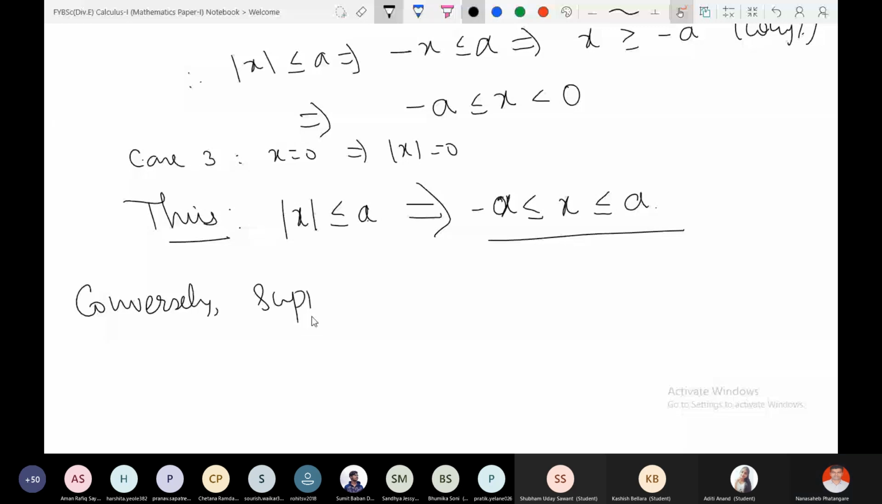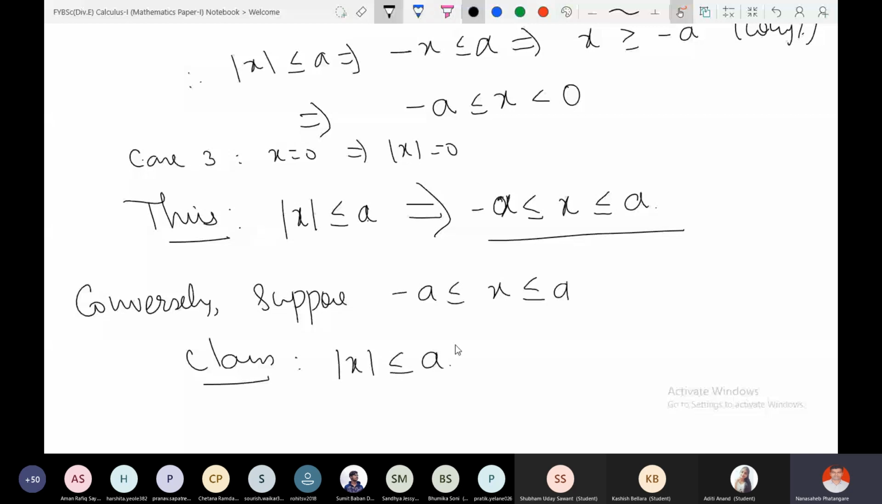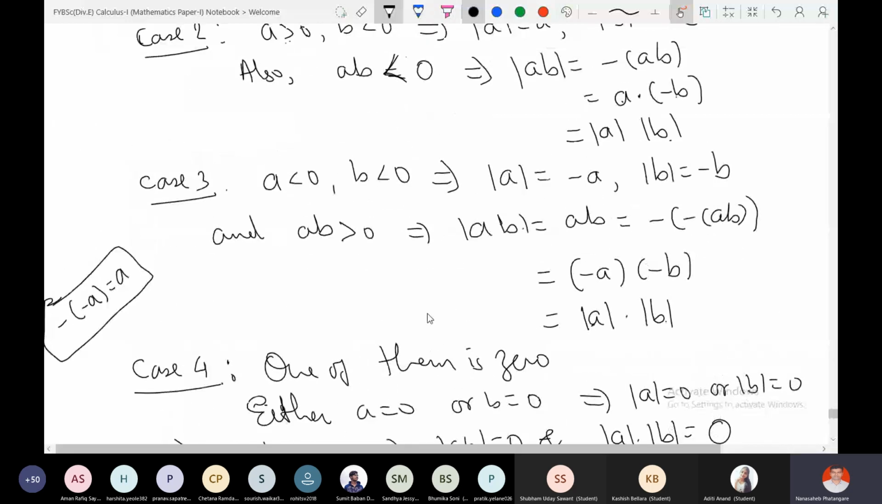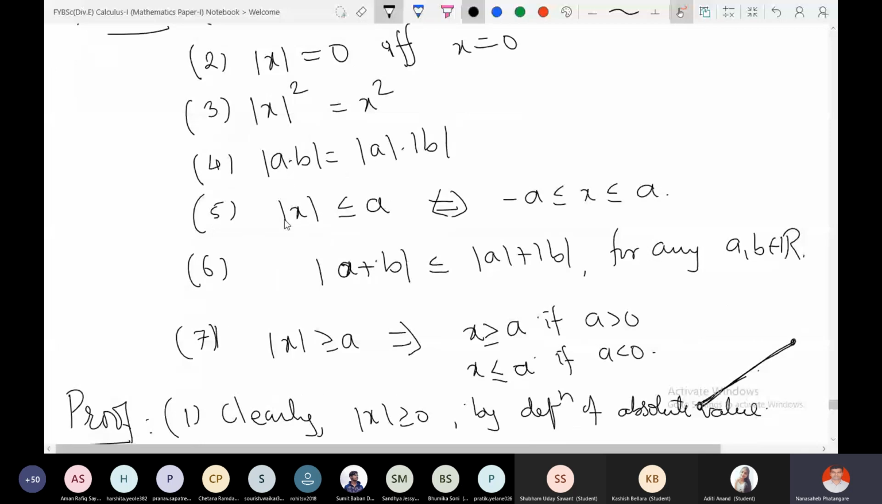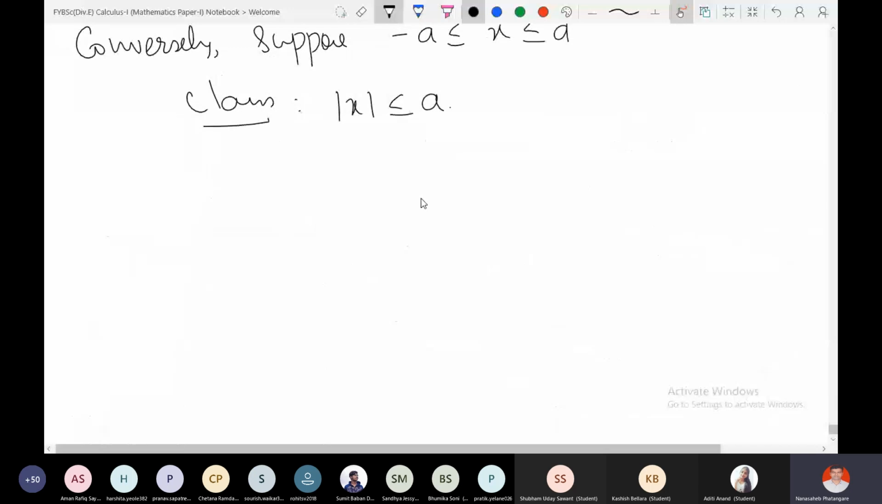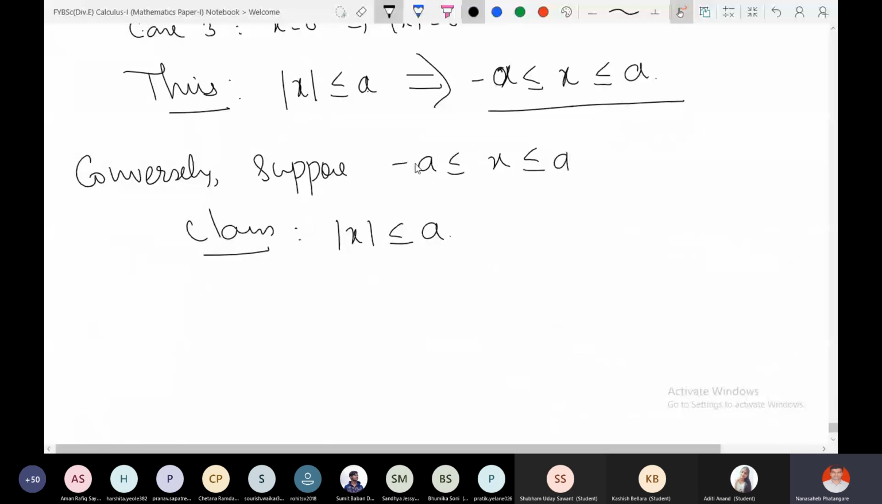suppose minus a less than or equal to x less than or equal to a. What is our claim? Absolute value of x is less than or equal to a. This is our claim, because if you go back to the statement, it is if and only if, right? If and only if, this implies this and this implies this. So what is the converse way? When x lies in between minus a and a, then its absolute value, that means its distance from 0, is less than or equal to a.